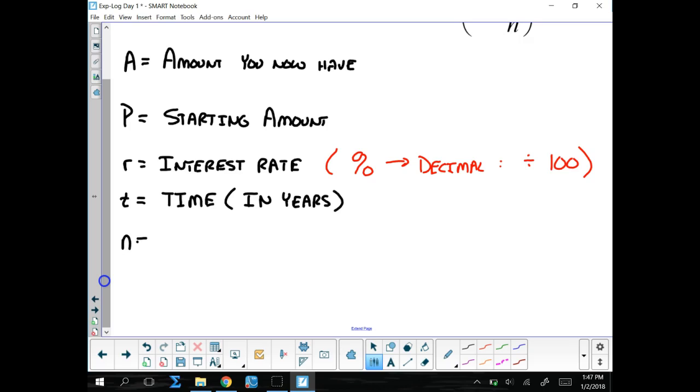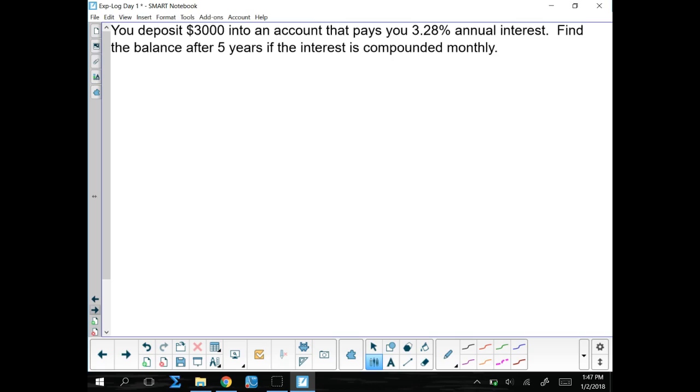N is the number of times that your money is compounded. Meaning, it's the number of times that they apply the interest formula to give you some more money. Or the number of times that the organism grows. Right? Something along those lines. With me? Okay. So, it's always a good thing to remember what the formula is.